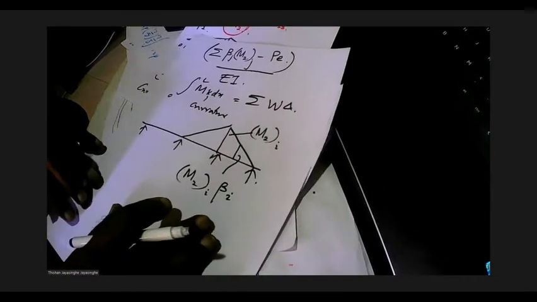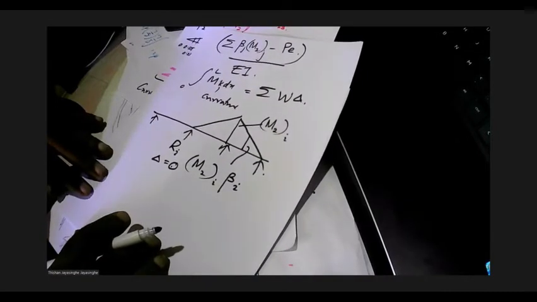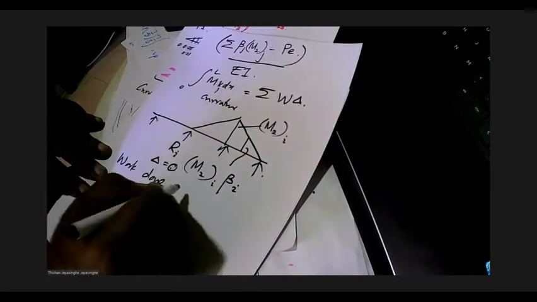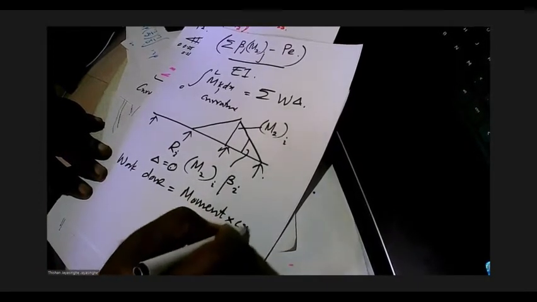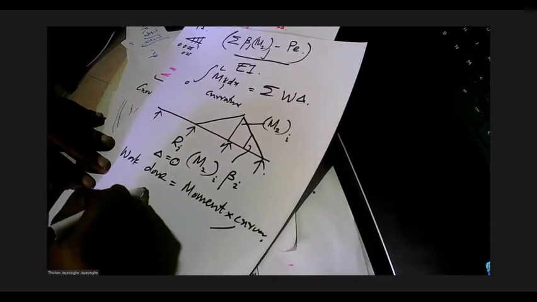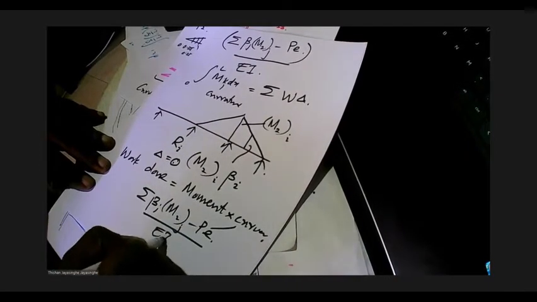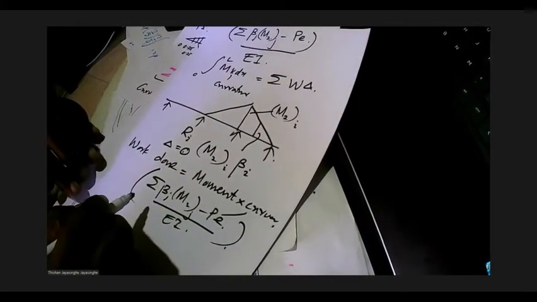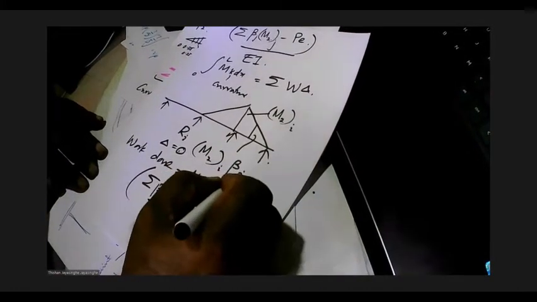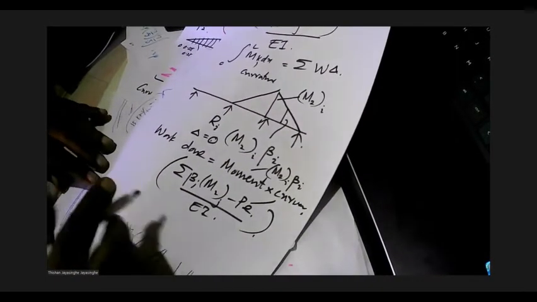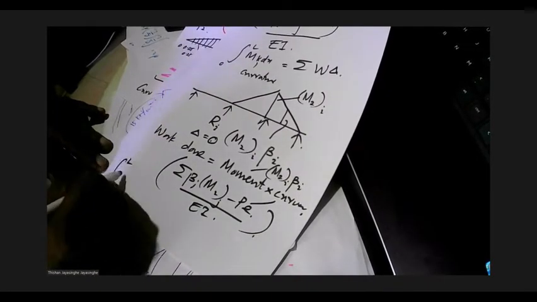Then the virtual work equation is, here you get all these supports, unknowns, but delta is equal to 0 at those locations. If you look at the work done, it is moment multiplied by curvature. Curvature is given by sigma beta j M2j minus PE over EI, and the moment is given by M2i times beta i.